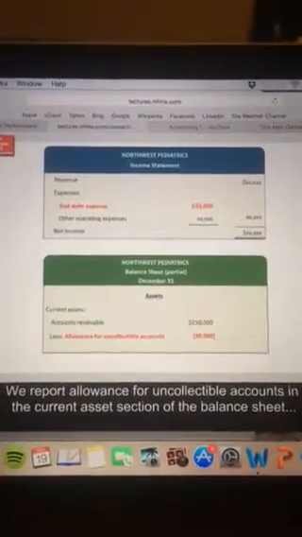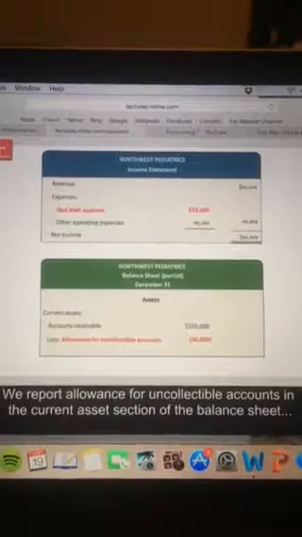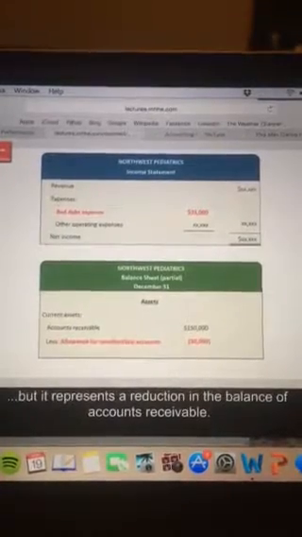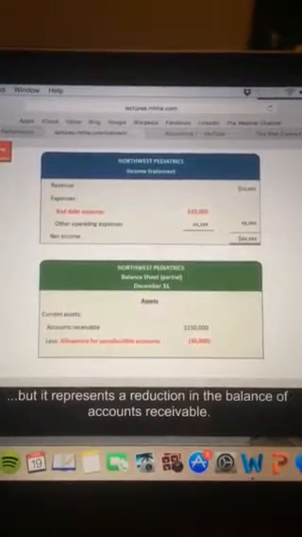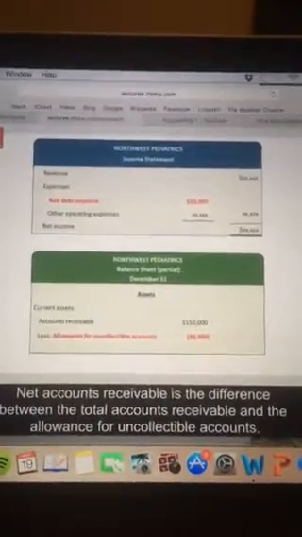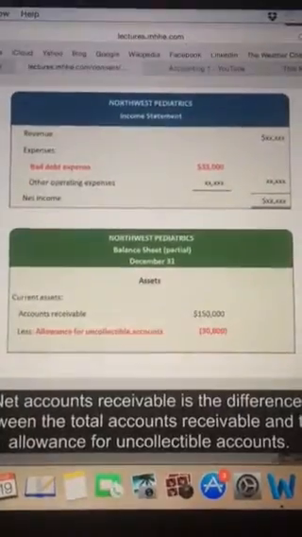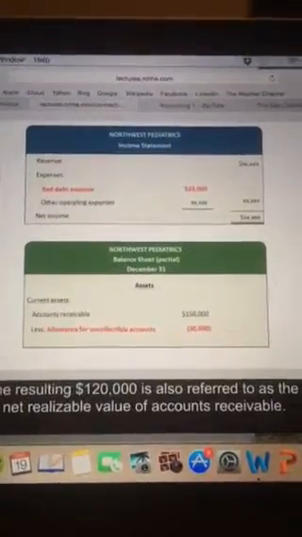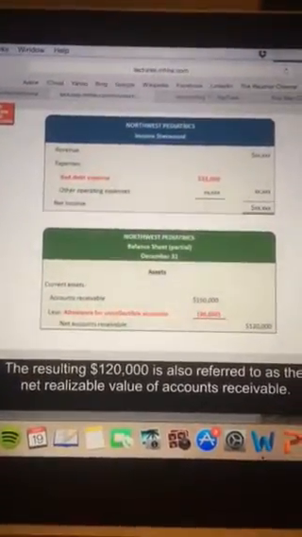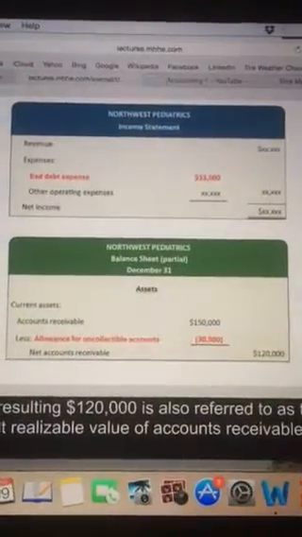We report the allowance for uncollectible accounts in the current assets section of the balance sheet, but it represents a reduction in the balance of accounts receivable. Net accounts receivable is the difference between the total accounts receivable and the allowance for uncollectible accounts. The resulting $120,000 is also referred to as the net realizable value of accounts receivable.